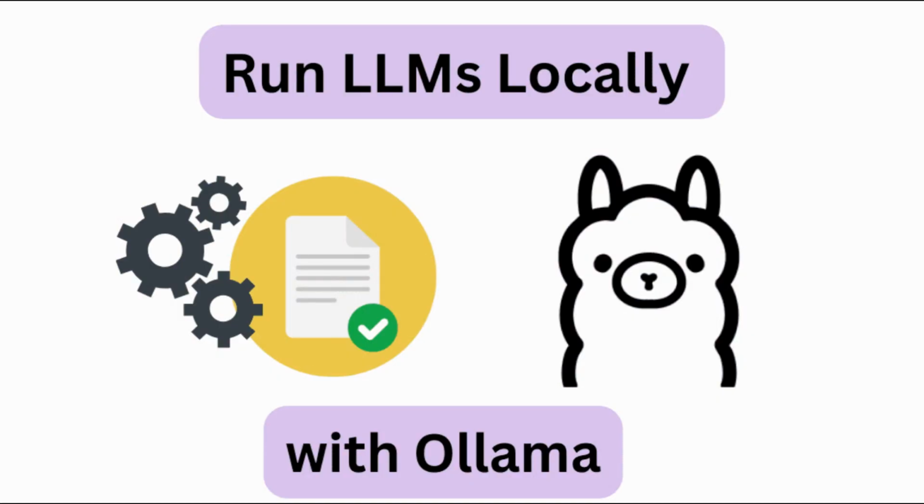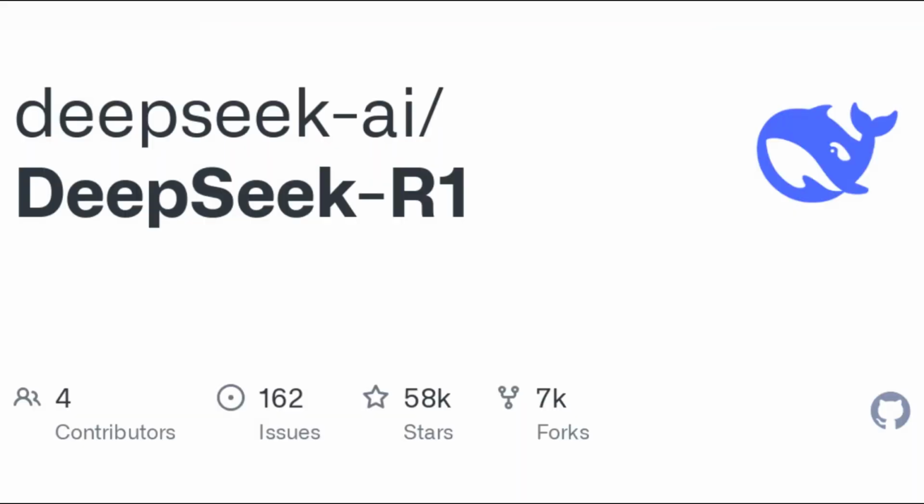Step 1. Download and install Ollama. What is Ollama? Ollama is a tool that allows you to run large language models on your local machine. It is necessary for running DeepSeek R1.